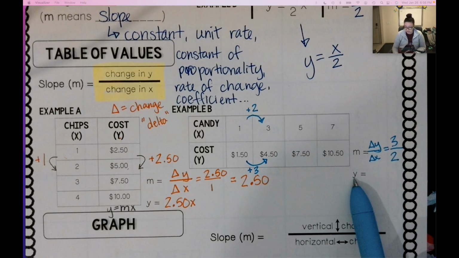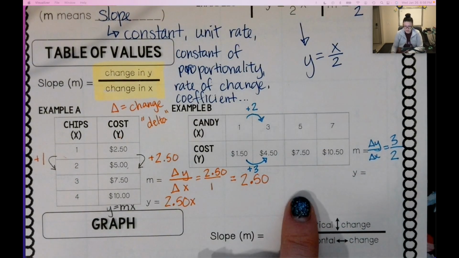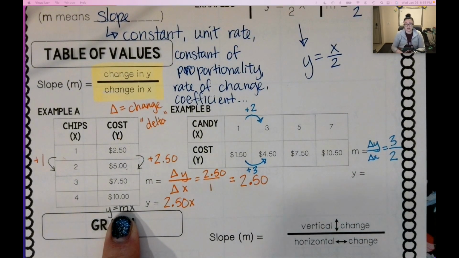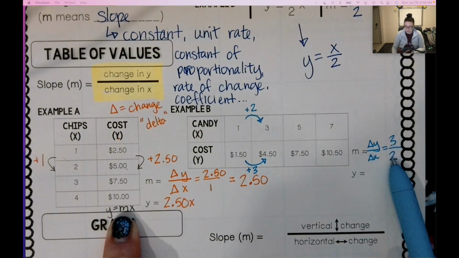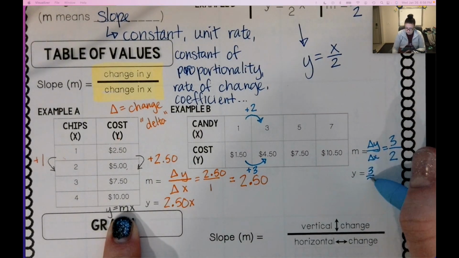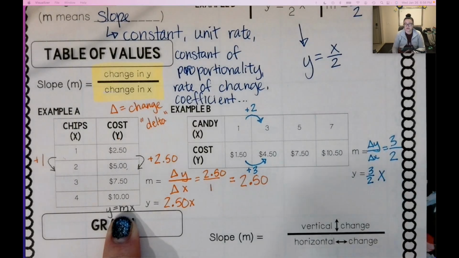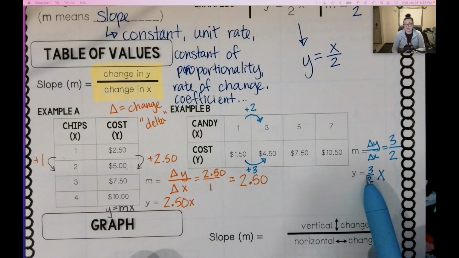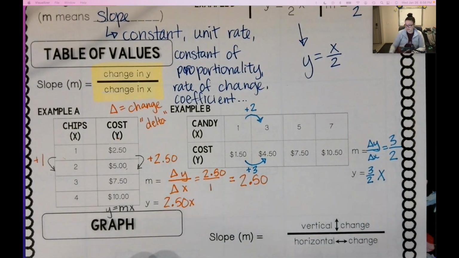So when I'm writing my equation, again, it's in the form y equals mx. My m, my slope here, is 3 over 2. And I just need to take that times x. So my equation here is y equals 3 halves x.